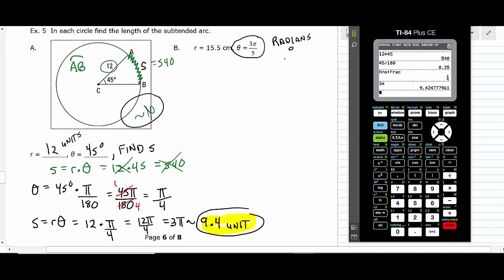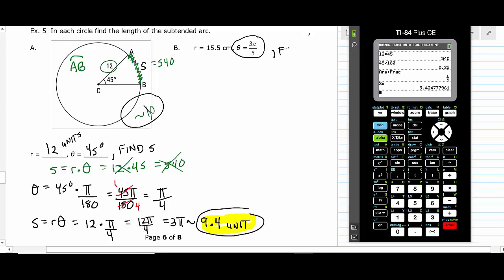How do you know? Because there's not a degree symbol. If I give you something like theta equals 2, that's in radians. The only time it's going to be in degrees is if there's a degree symbol on it, because radians is the real number measure, see?